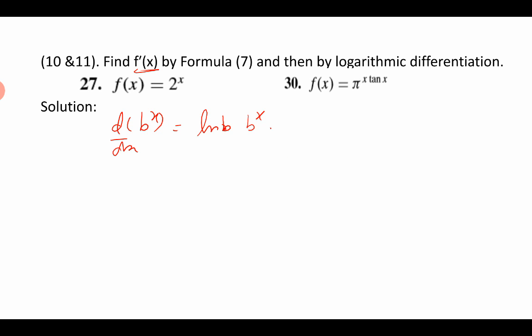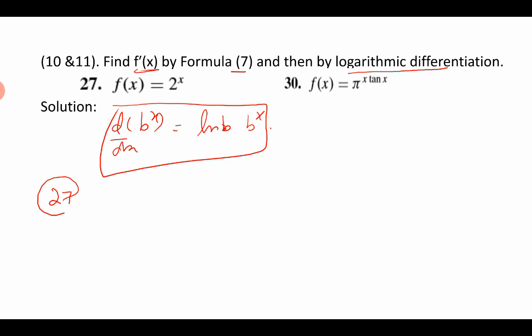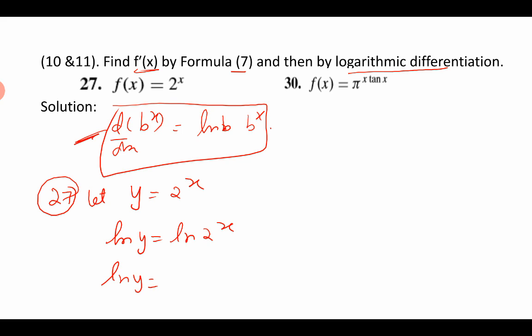So directly use formula 7 or logarithmic differentiation. I use the method of logarithmic differentiation for 27. How to do it? Let y be equal to 2 power x, and then take ln on both sides. ln y is equal to ln 2 power x. That's the method I used to derive this formula, isn't it? So you can write ln y is x into ln 2, using the power rule of natural logarithm.